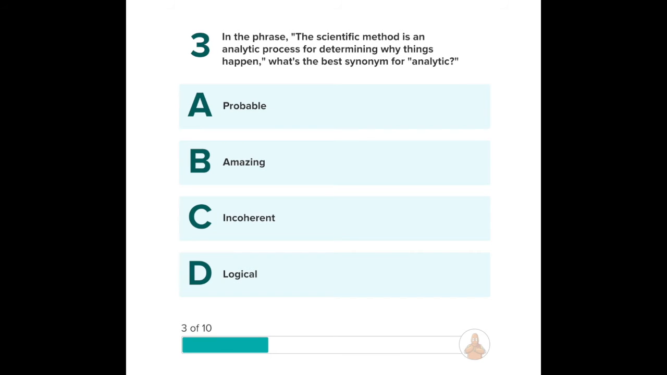Number 3. In the phrase, the scientific method is an analytical process for determining why things happen, what is the best synonym for analytic? Synonym is another word that has the same meaning. The answer will be D, logical.